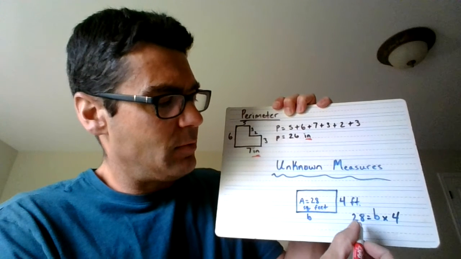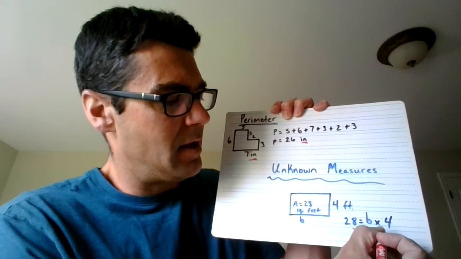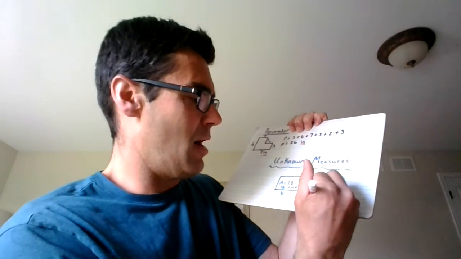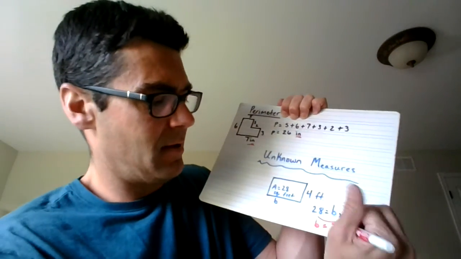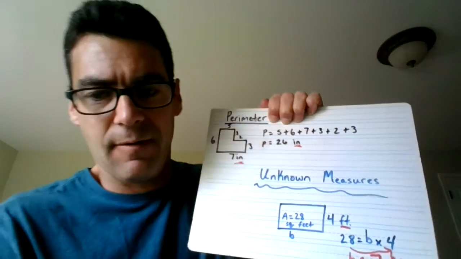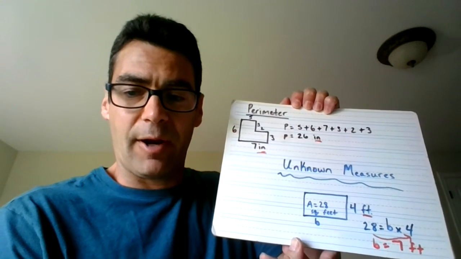Or we know that multiplication and division go together, so you could also take the 28 and divide it by 4. So in this situation, our base would equal 7 feet. You can see right here I have my unit of feet. Okay, so that is perimeter and area.